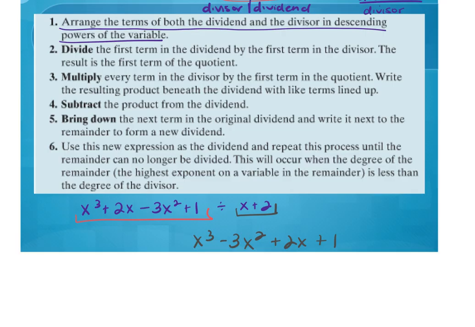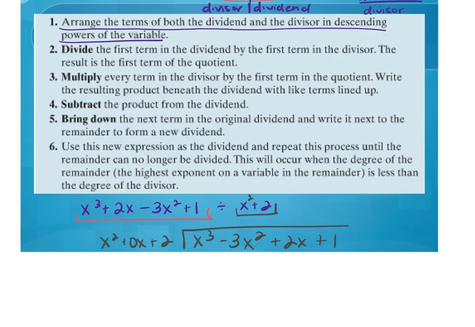And if there's something missing, for example, if I had said instead I'm dividing this by x squared plus 2, I'm going to plug in placeholders. That would look like x squared plus 0x plus 2. You have to do the placeholders in both the dividend and the divisor so that the terms will line up when you go to multiply these out.